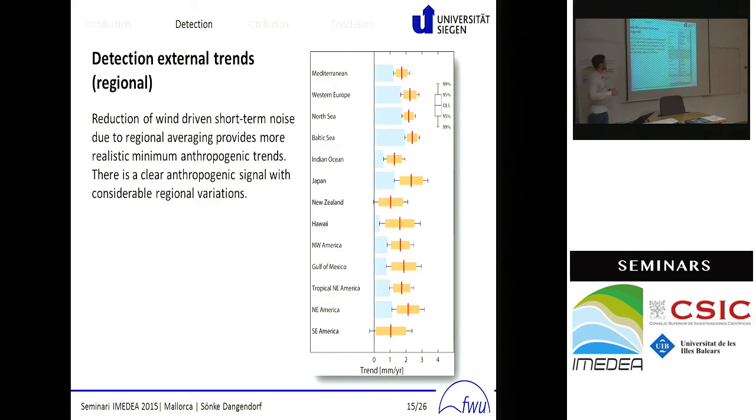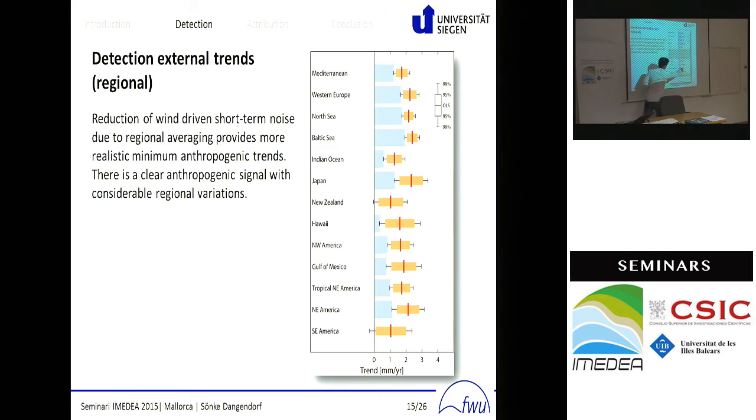So what we did was that we averaged different tide gauge time series in the different regions to so-called virtual stations. And the effect of that is that many wind effects are averaged out, leaving only larger scale features in the time series. And then we can estimate with a higher confidence the observed trends. And these are shown here in this plot by the red line.